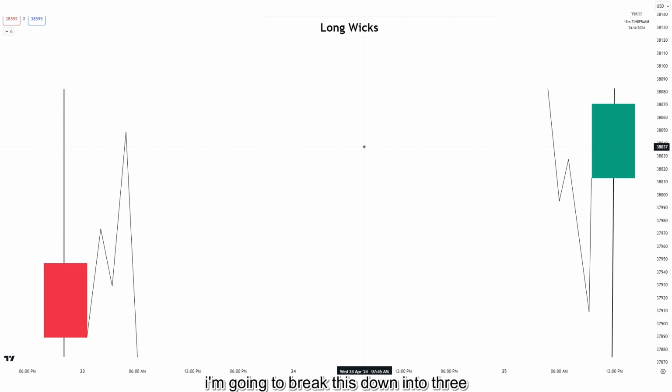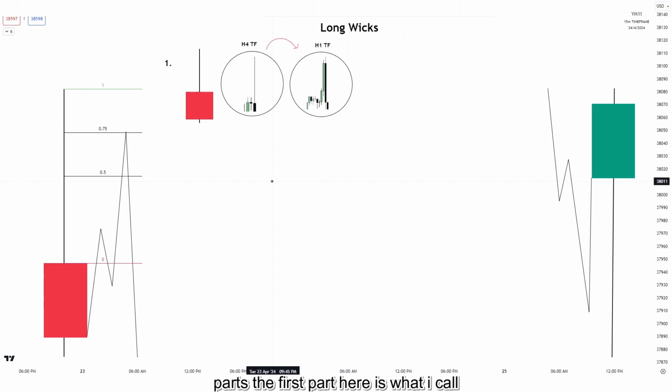I'm going to break this down into 3 parts. The first part here is what I call the wick rejection order block. So I have a terminology. When I see a hammer candlestick, I call them rejection wicks.